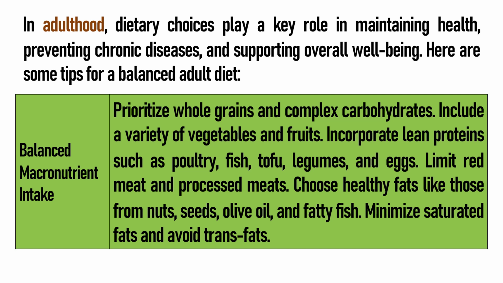Here are some tips for a balanced adult diet. Prioritize whole grains and complex carbohydrates. Include a variety of vegetables and fruits. Incorporate lean proteins such as poultry, fish, tofu, legumes, and eggs. Limit red meat and processed meats. Choose healthy fats like those from nuts, seeds, olive oil, and fatty fish. Minimize saturated fats and avoid trans fats.